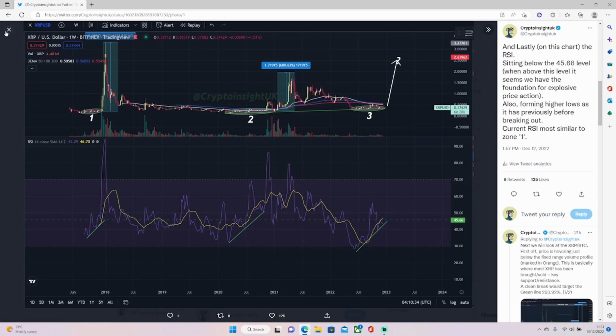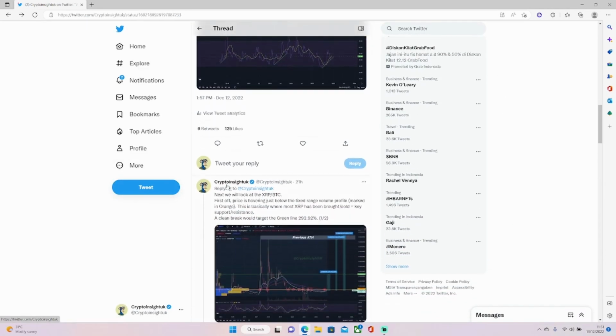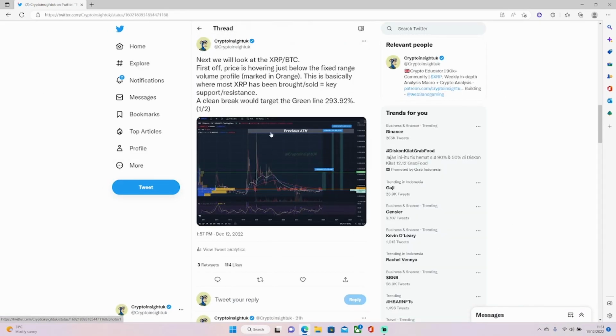1,455% from 30 cents is a lot different. So now we're going to look at XRP to BTC. First off, the price is hovering just above the fixed range volume profile marked in orange. This is basically where most XRP has been bought and sold. It equals key support and resistance levels. A clean break of this area would be the green line, 293%.